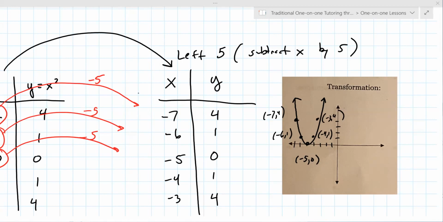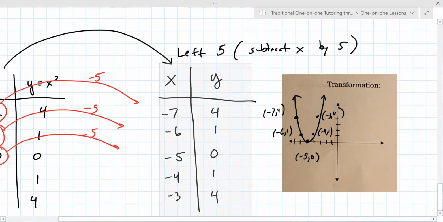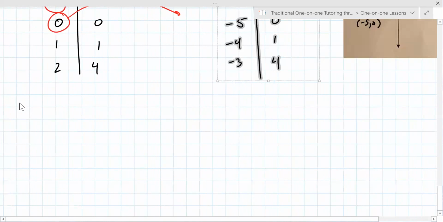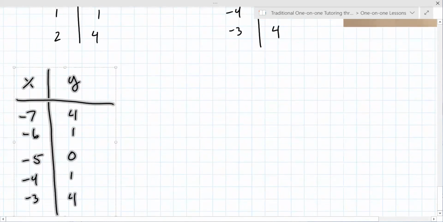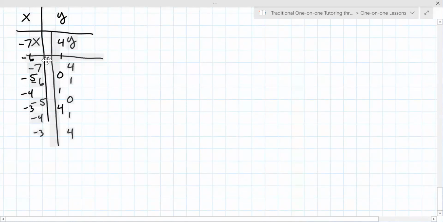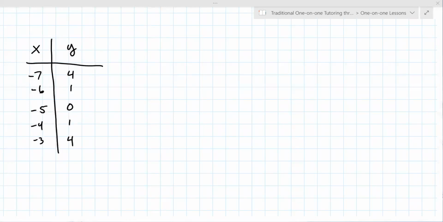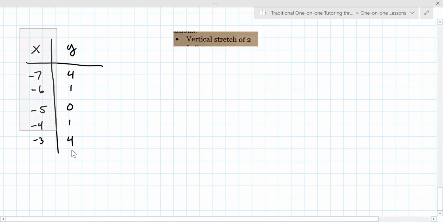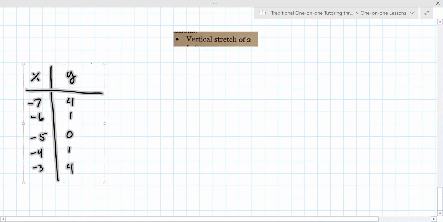Great. Okay, so now I'm going to grab this table that we just worked with because we're going to use it for the next transformation. Remember, there were 2 transformations in this one? Yes, the first one was left 5. But if you go up to your paper, you'll see that the second one is vertical stretch by 2. Do you see that on your paper there? Yeah, the vertical stretch of 2, yes.